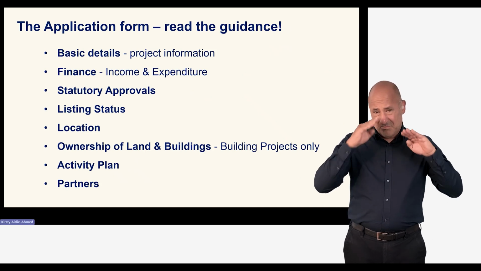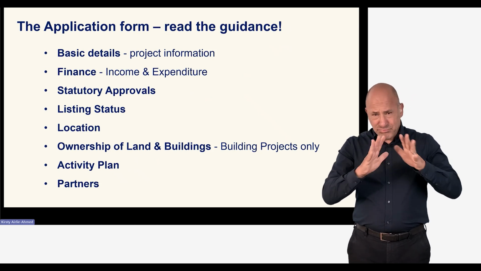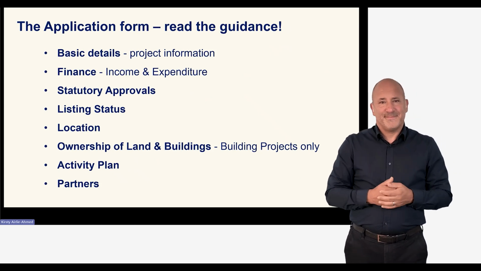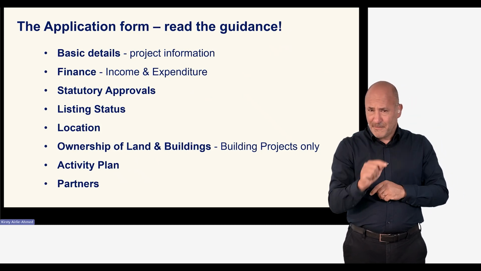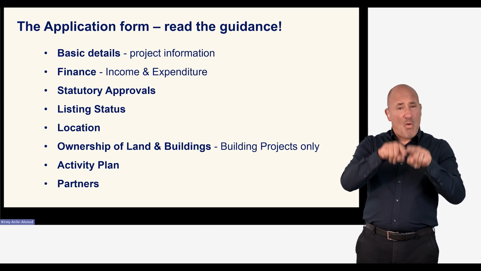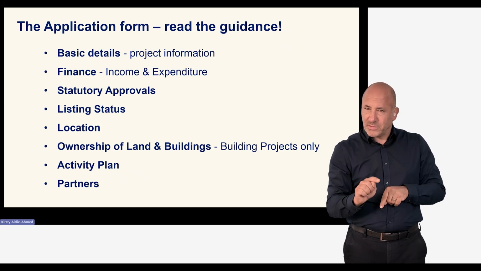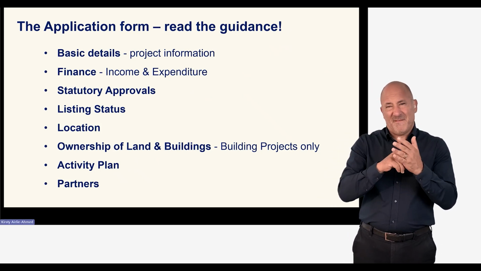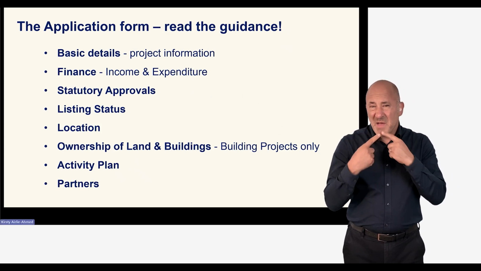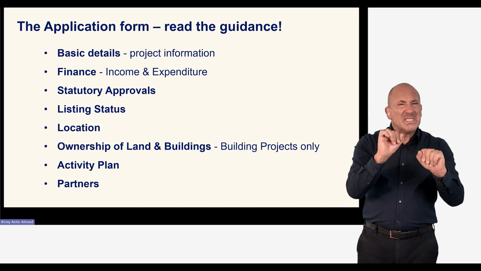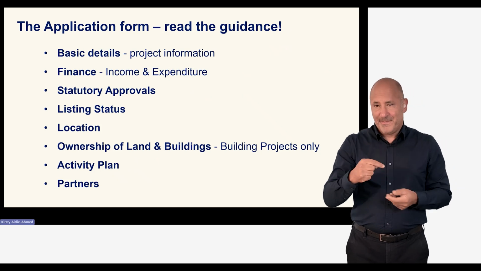So let's move on to the application form. The full guidance, including fully accessible formats, can be found on our website. The applicant guidance contains details about each section of the application form. Follow the information in the guidance and on Grantium, ensuring you answer all the questions asked. The form is made up of the following sections: basic details, including project information. This should give us an overview of the project, the very high level who, what, where, why, and when.